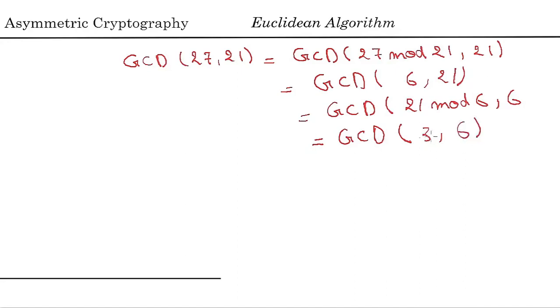And the GCD of 3 with 6 is really easy. It's 3. So 3 is the greatest common divisor between 27 and 21. Notice how the problem of finding the GCD was a little bit hard. Then we reduced it to a simpler problem, from 27 with 21 to 3 with 6.